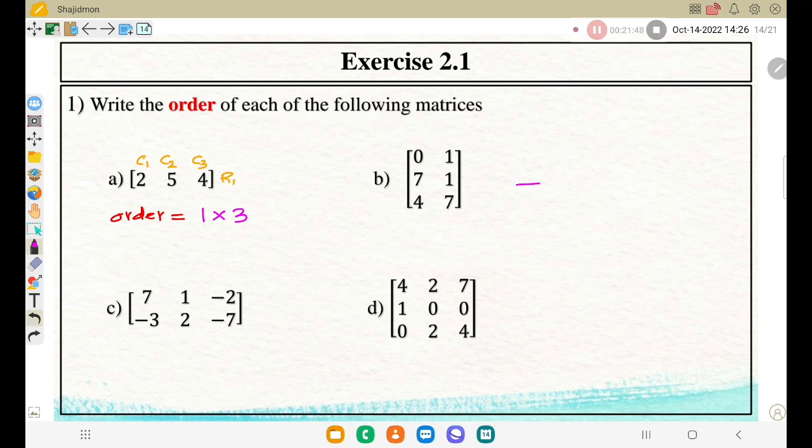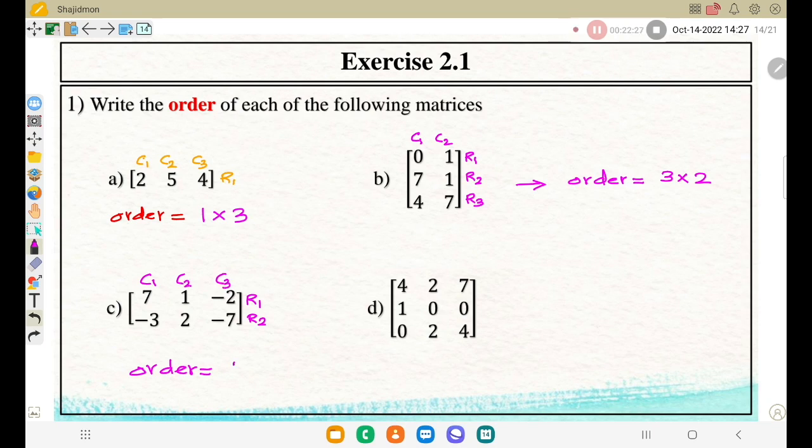Now the second example. How many rows and how many columns? What is the order of that matrix? We have the first row, the second row, and the third row. But how many columns? Column number 1, column number 2. So it is a 3 by 2 matrix, because there are 3 rows and 2 columns, so 6 elements in total in that matrix. So the order is 3 by 2. Now here, question C, what is the order of this matrix? We have the first row here, the second row here, but column number 1, column number 2, column number 3.